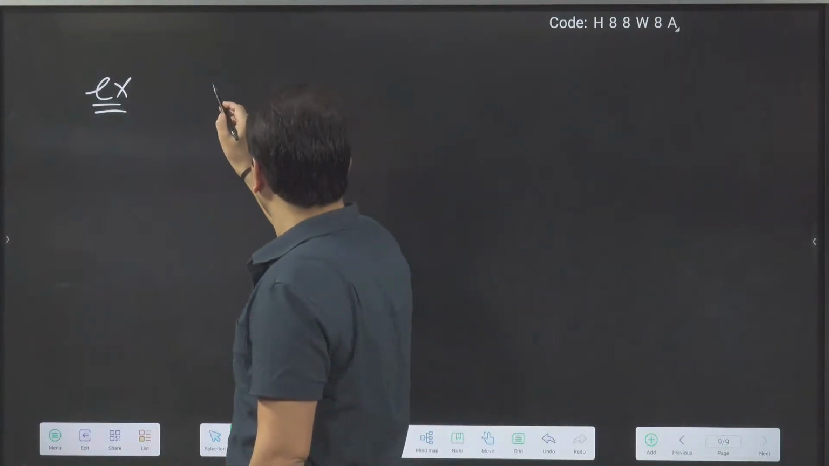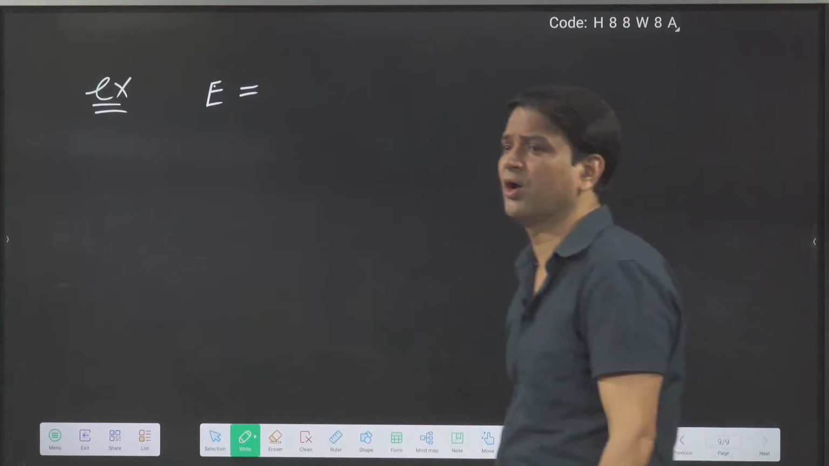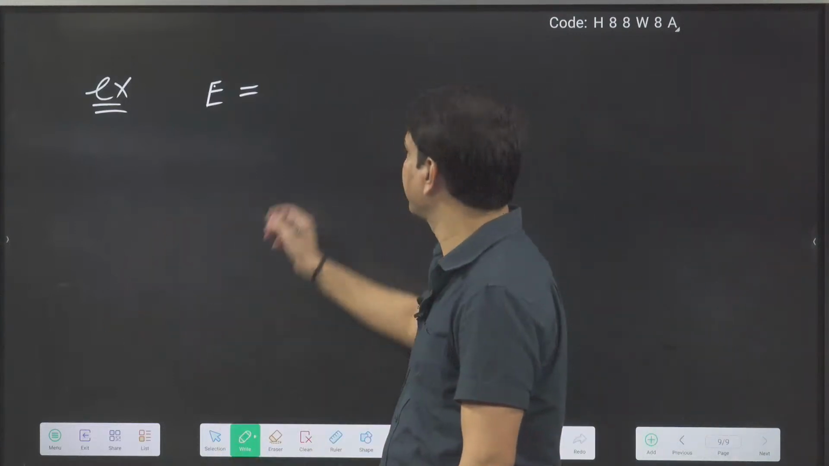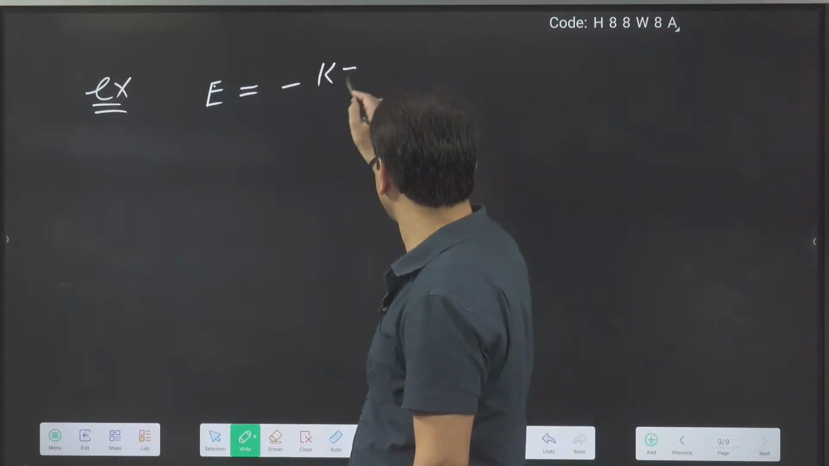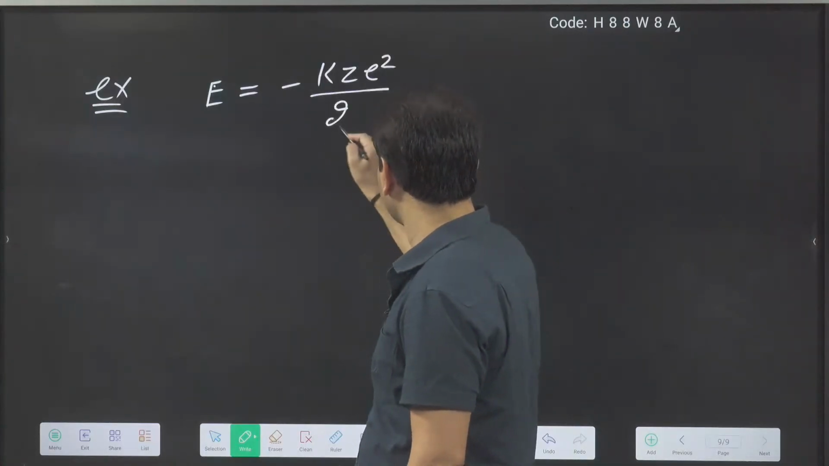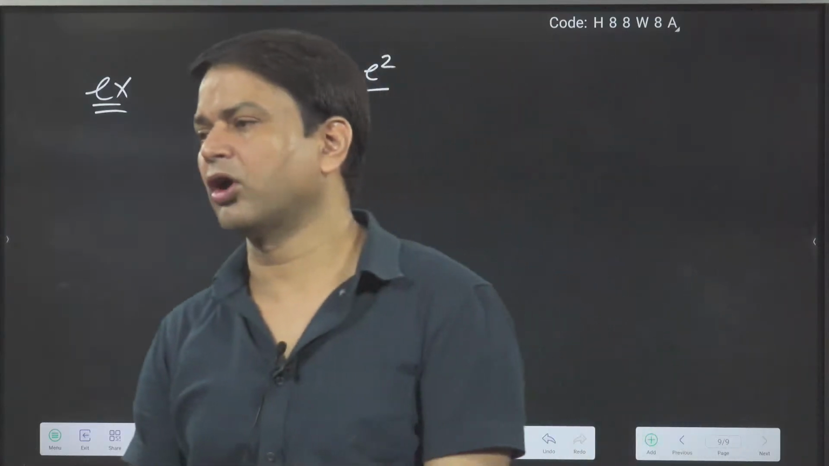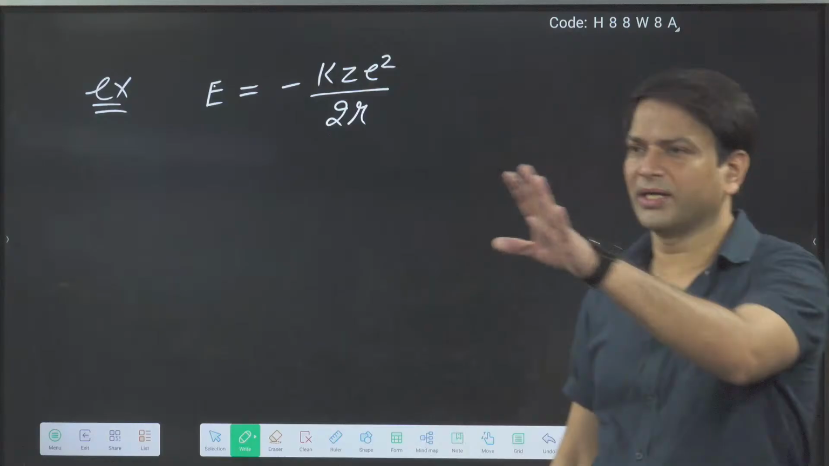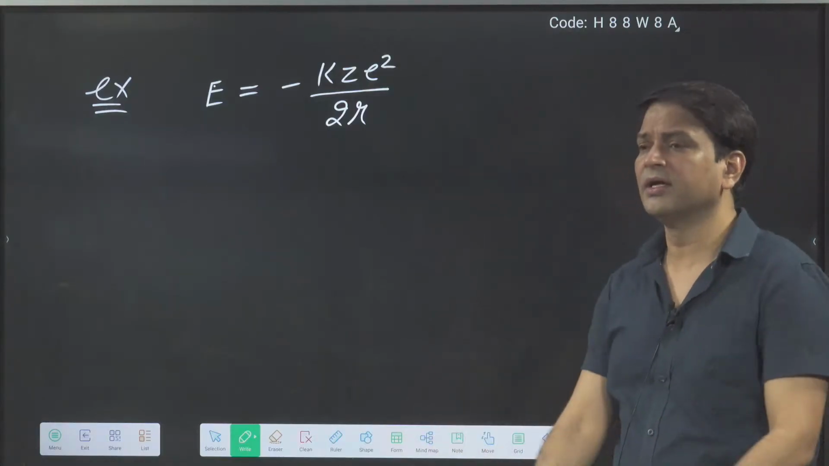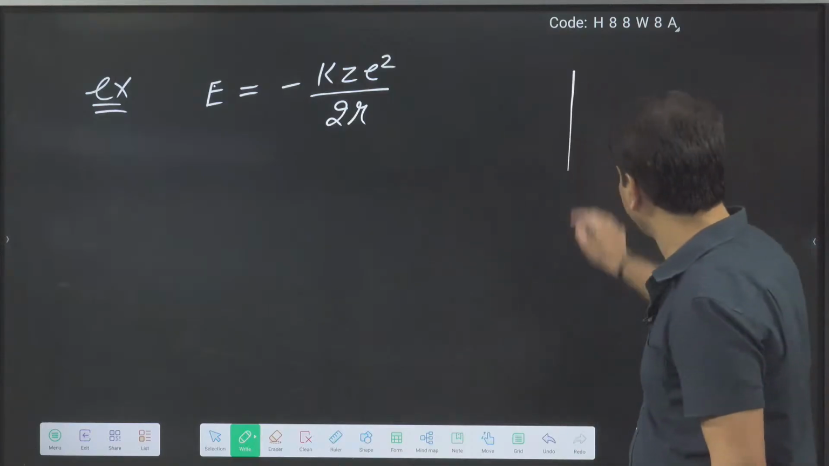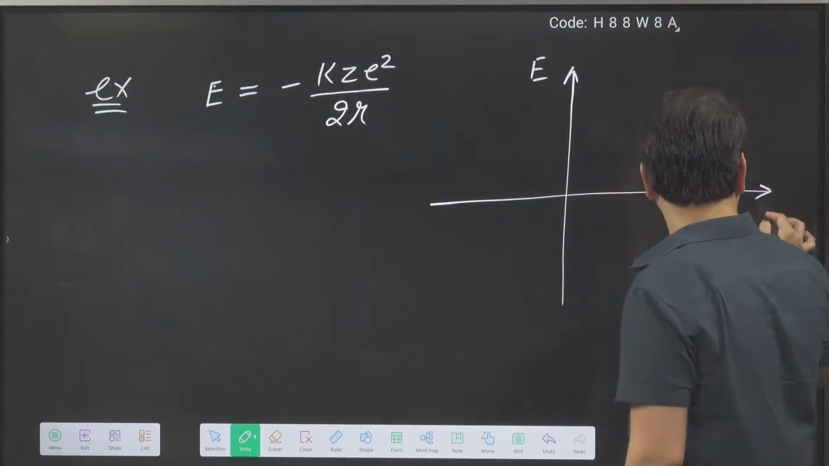Next example, like energy of an electron in the atom, or energy of a satellite in the orbit. This type of relation you will get: kze square by 2r. If I am saying the energy of the atom in the orbit, where orbit radius is r, then the energy formula, later we will learn, is minus kze square by 2r in the hydrogen atom. Now suppose I am asking the E and r graph. You may have plotted this in chemistry also.